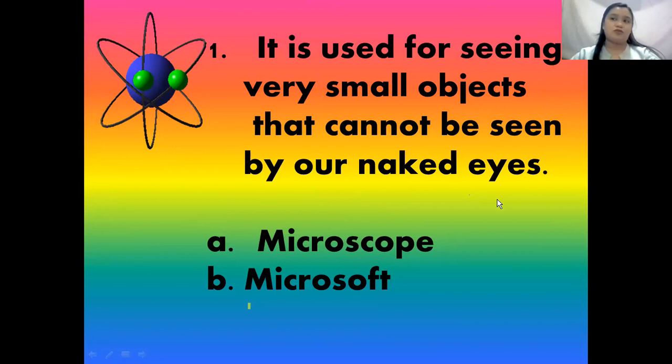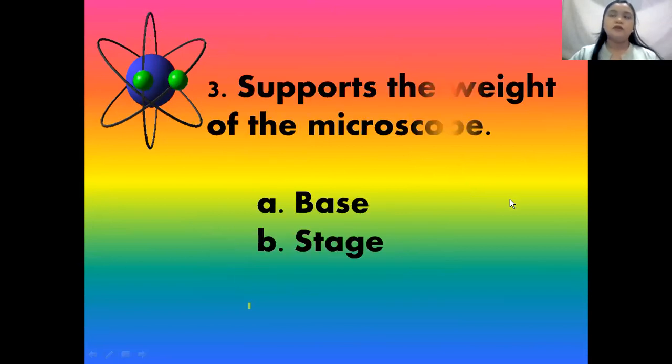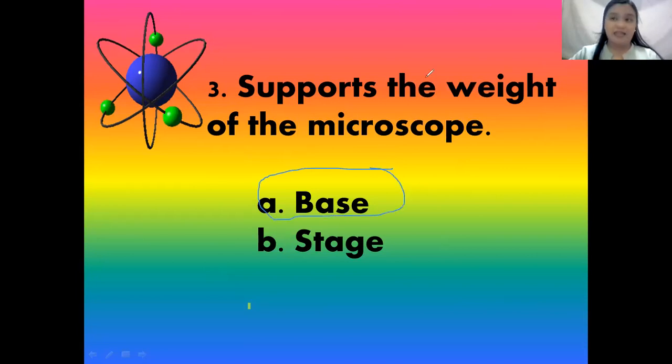Next, number 2, known as ocular, it is used to view the specimen that is on the stage. A, eyepiece. B, revolving nose piece. The answer is letter A, eyepiece. All right. Next, number 3. Supports the weight of the microscope. A, base. B, stage. The correct answer is letter A, base.